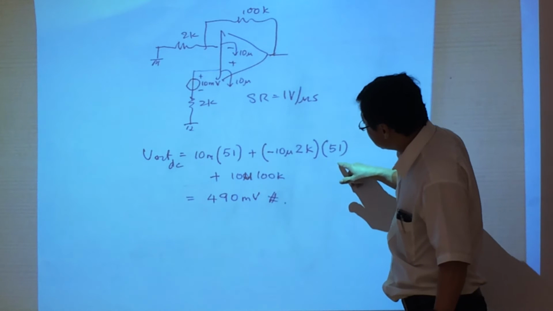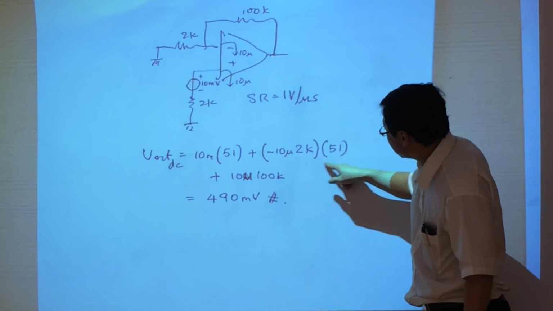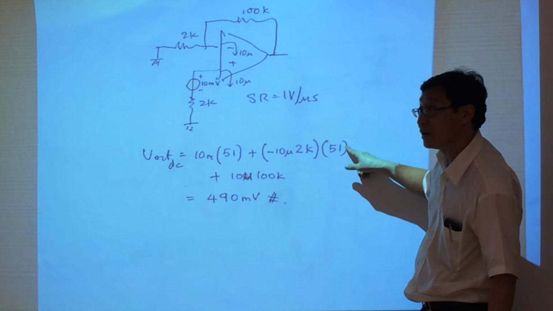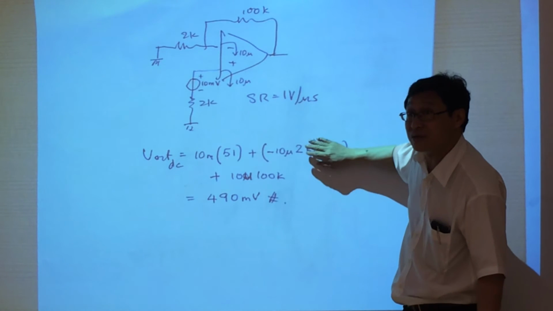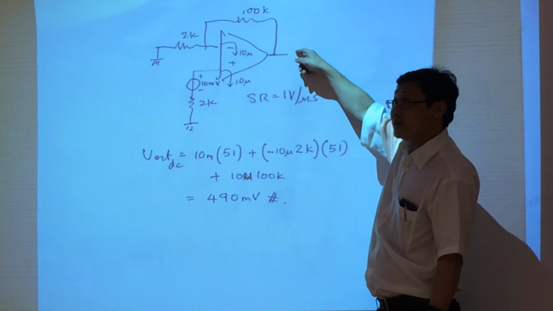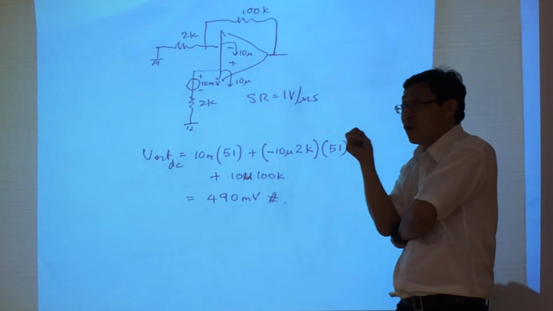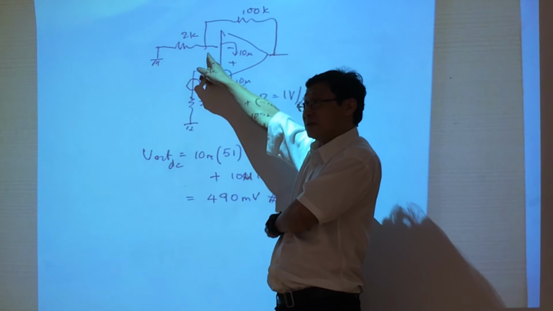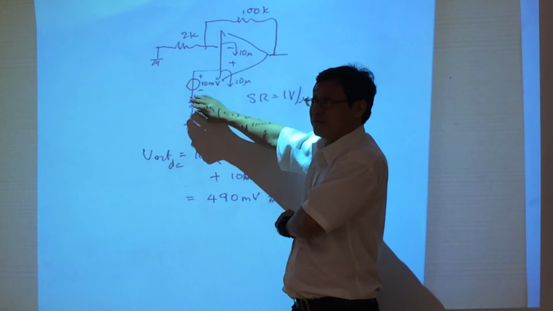And that's why, if you look at this term, this times this is more than 100K. This is 100K, this is more than 100K, so obviously this term is more than this. So the net result is a negative value, and it will appear at the output as a negative value. But the value is very small, because 2K is almost the same as 1.9 something.